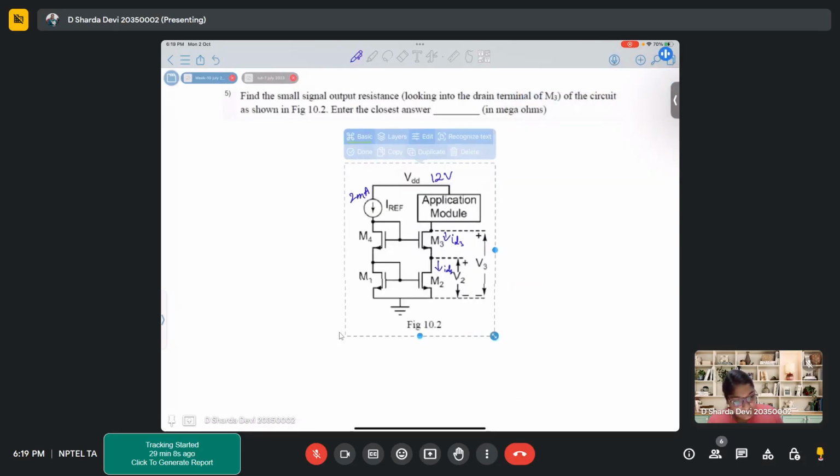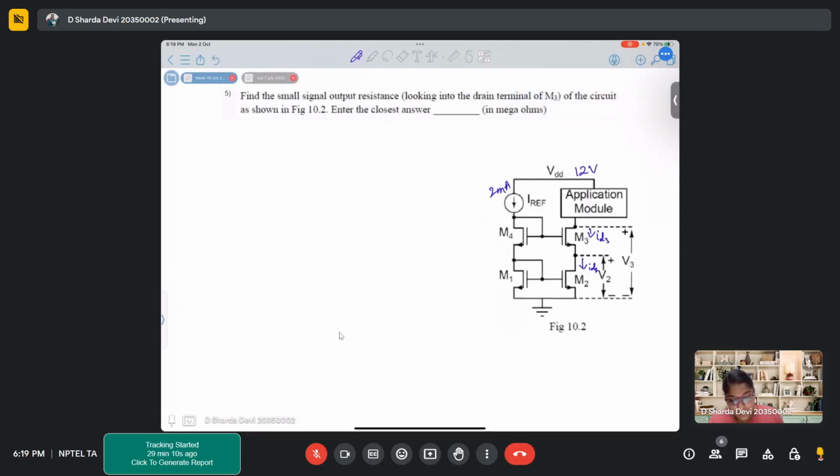So in this particular problem, we have to find the small signal output resistance looking into the drain terminal of transistor M3 for the circuit shown below. So how do we write the output resistance or output impedance? So we look from this node and we see what are the components which will come into picture.